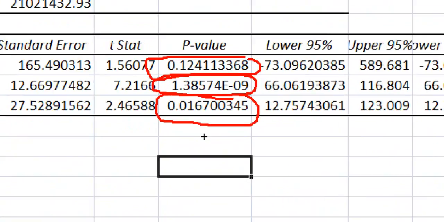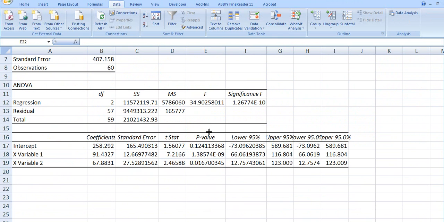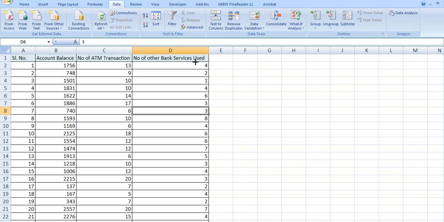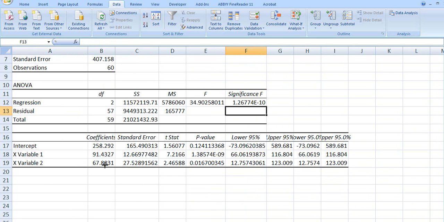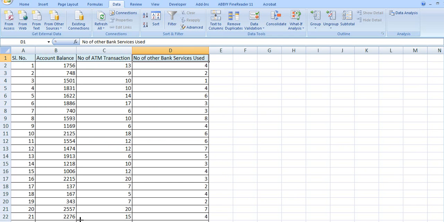And also please note that we suffer from what is known as spurious correlation. It may happen that this x variable 2, which is the number of banking services, may not be useful over here, but typically we are saying that, because this coefficient is positive, the higher the services that you are using, the more would be the account balance that you would be keeping with the firm.